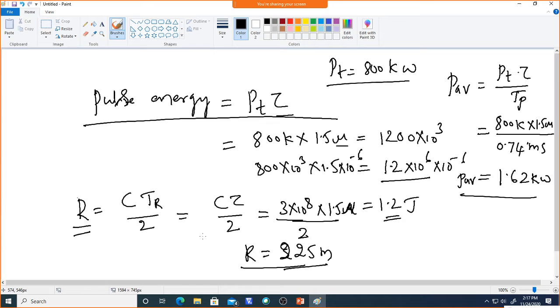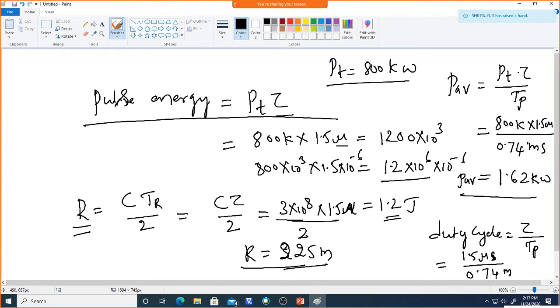And duty cycle, how will we find it out? The duty cycle of the radar we can find by taking the pulse width divided by the pulse repetition period. So this is 1.5 microsecond divided by TP, which is 0.74 millisecond.